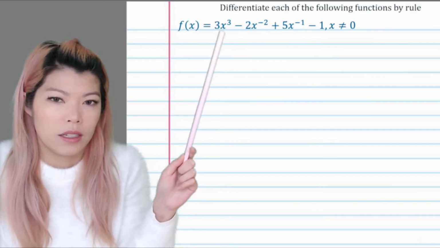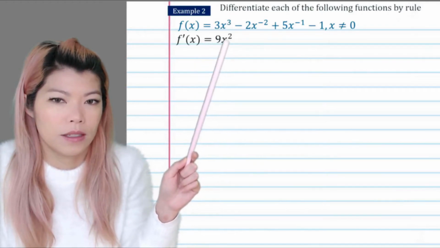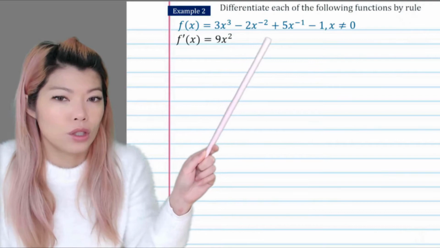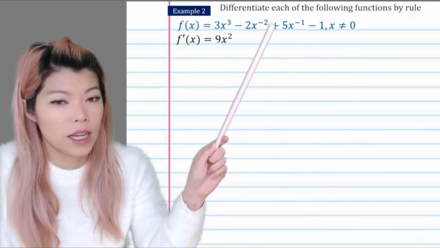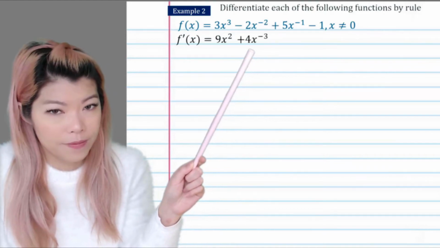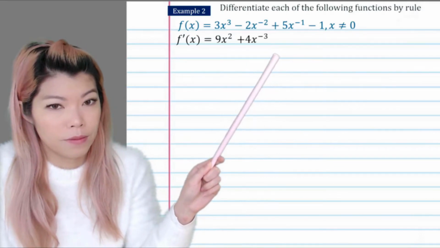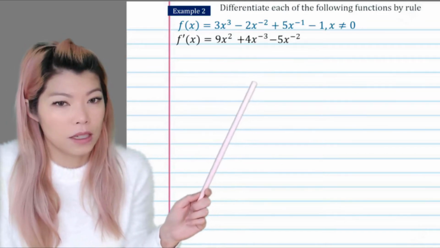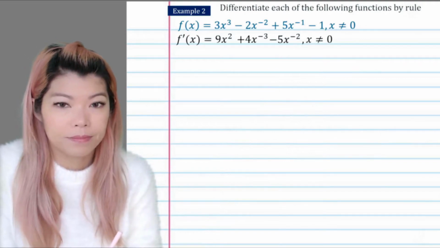So differentiating, that means 3 times 3 is 9, take away 1 is x squared. Minus 2 times minus 2 is positive 4. Minus 2 take away 1 is minus 3. 5 times minus 1 is minus 5. Minus 1 is minus 2. And then a number by itself disappears.